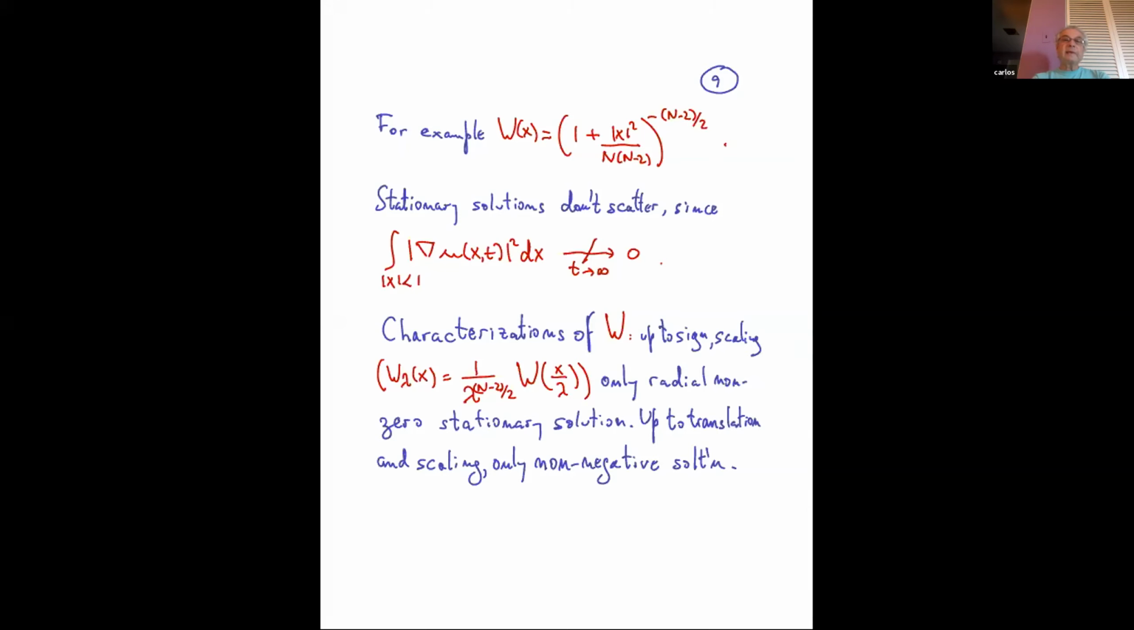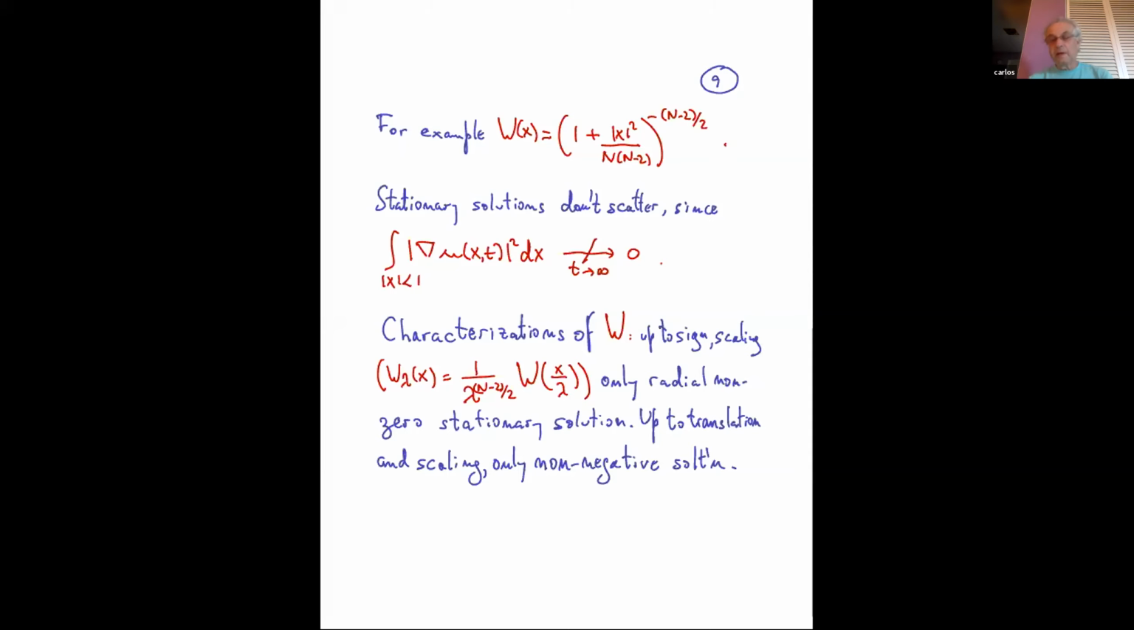Now it has several characterizations. First of all, up to sign and scaling, where the scaling here is the same as the scaling of the nonlinear wave equation, they are the only radial solutions. So only W and minus W are radial solutions together with their scalings. Up to translation and scaling, they're the only non-negative solutions.